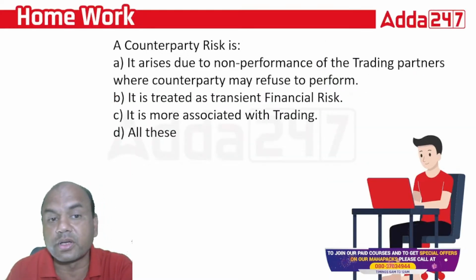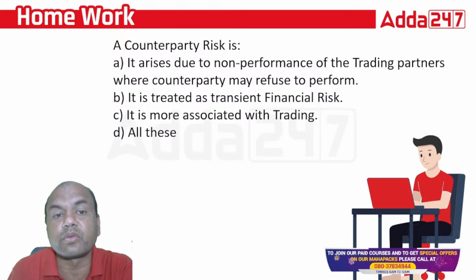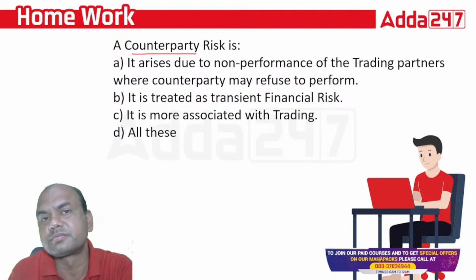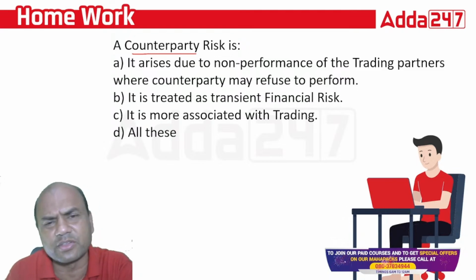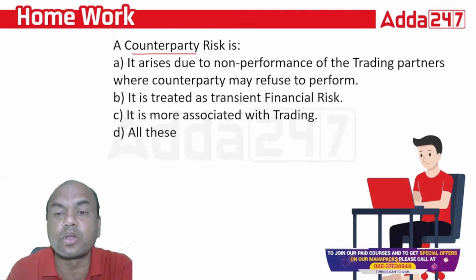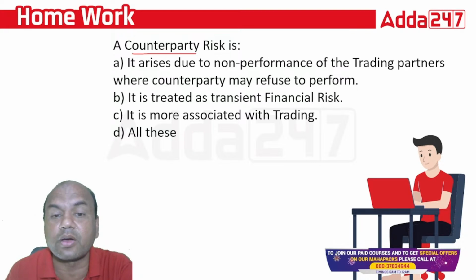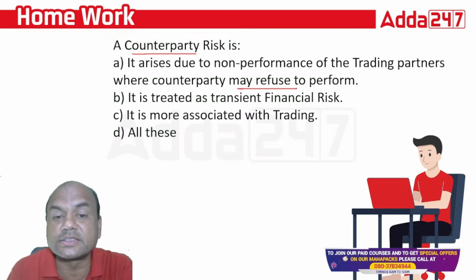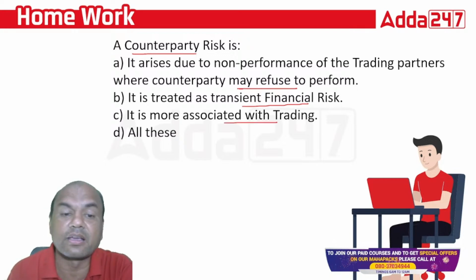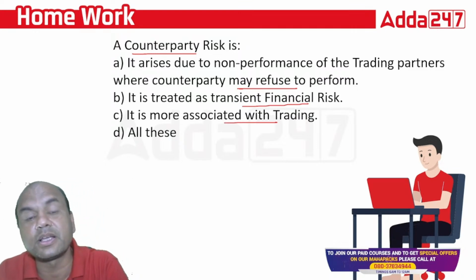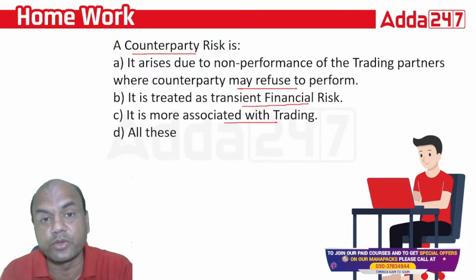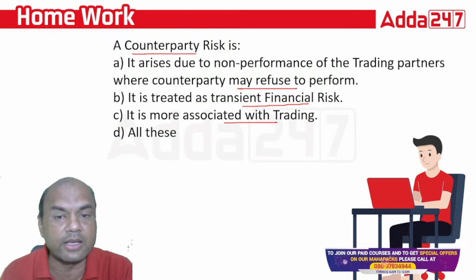Now one for your homework. A counterparty risk is what? What is a counterparty risk? Study that. I have taken this earlier, but then also study it again. It arises due to non-performance of the trading partners where the counterparty may refuse to perform. It is treated as a transient financial risk. It is more associated with trading and all of these. It's your call now. You have to give me the answer. Type in the comment section if you know it, or tomorrow I'll tell you the answer.